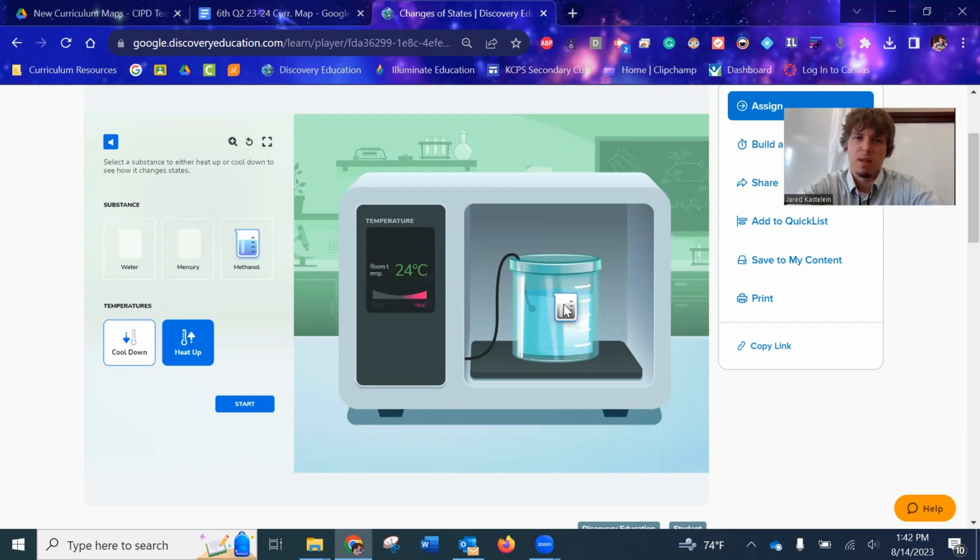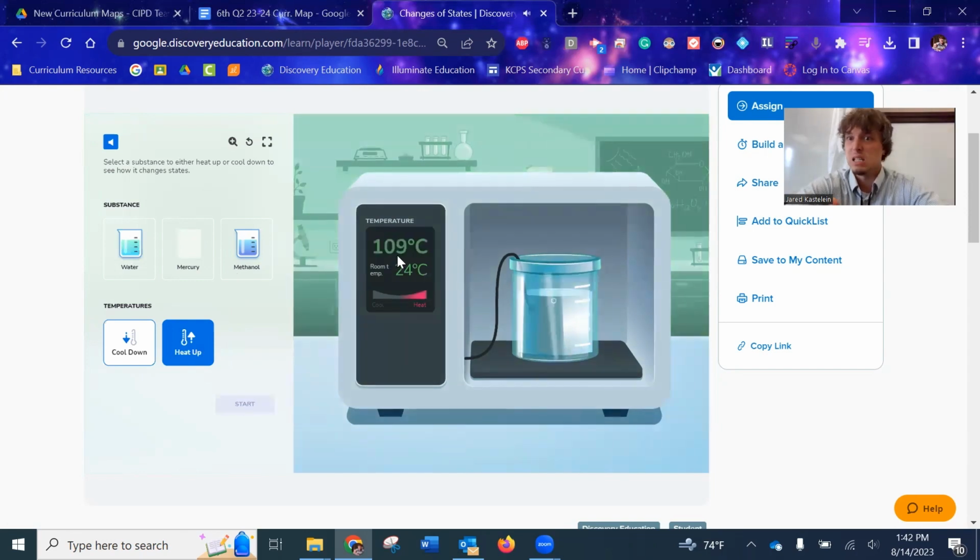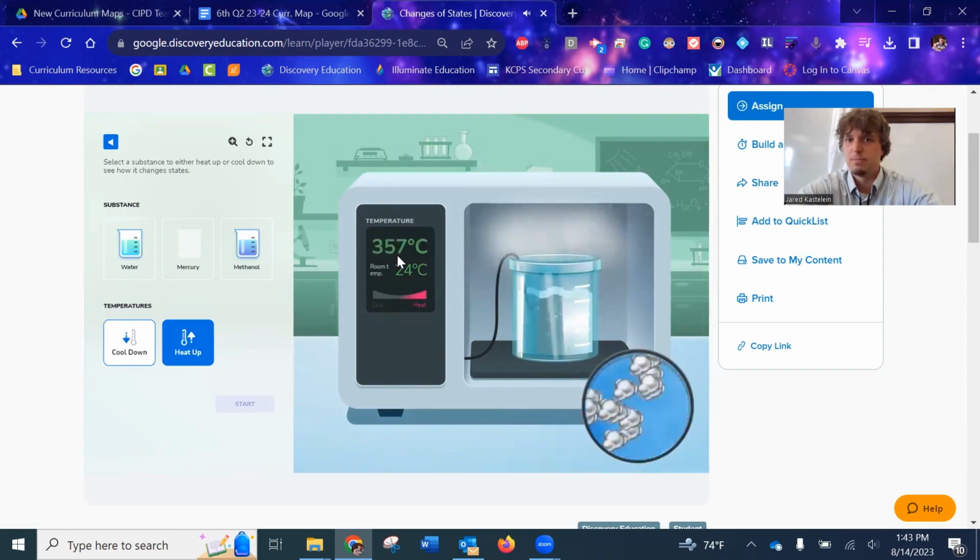I'll give one example of that. If you have mercury and you're trying to heat it up, you'll see just how hot it has to get before you finally get to boiling. I think it's up near the 300s. And yeah, about 350. So, well, okay, that is that simulation.